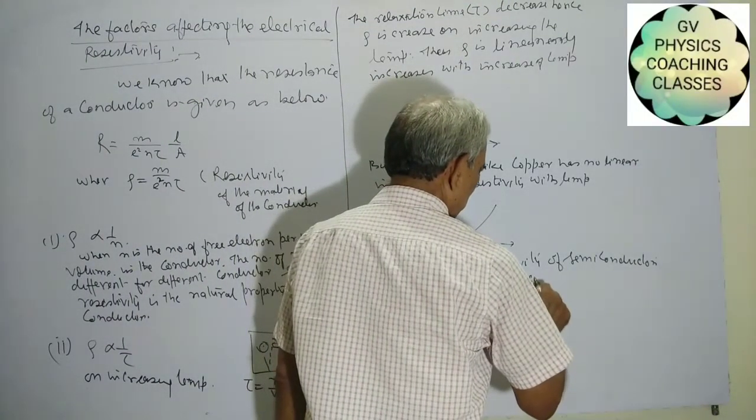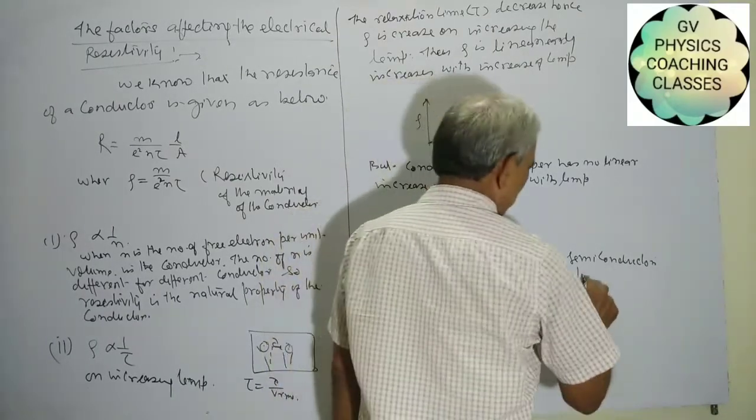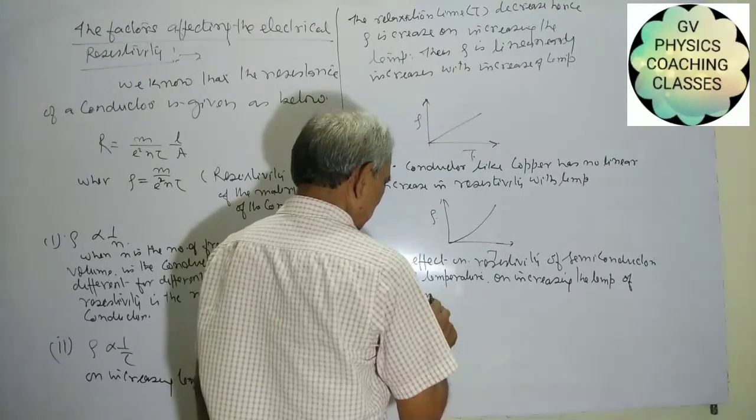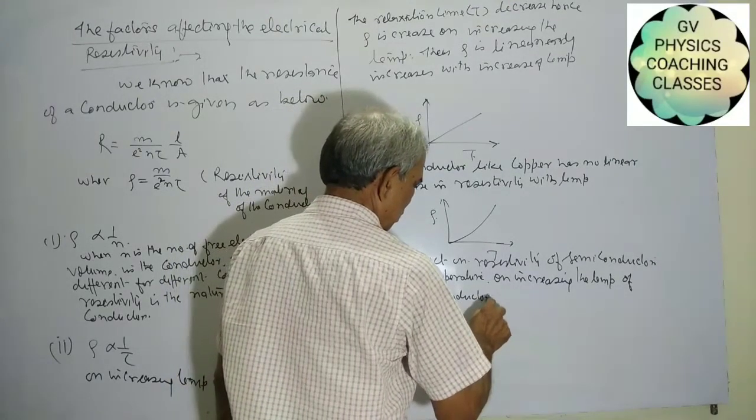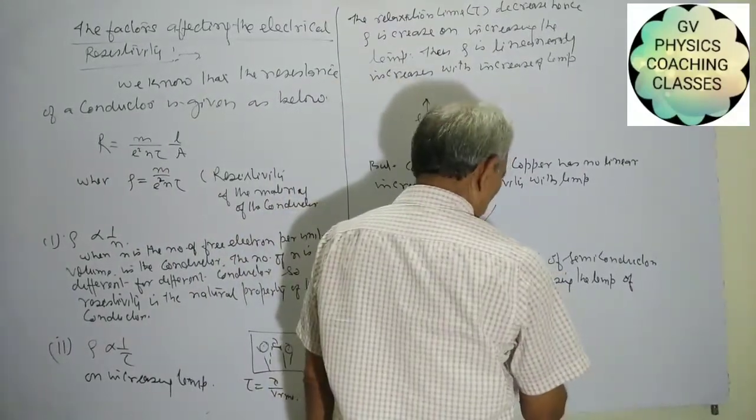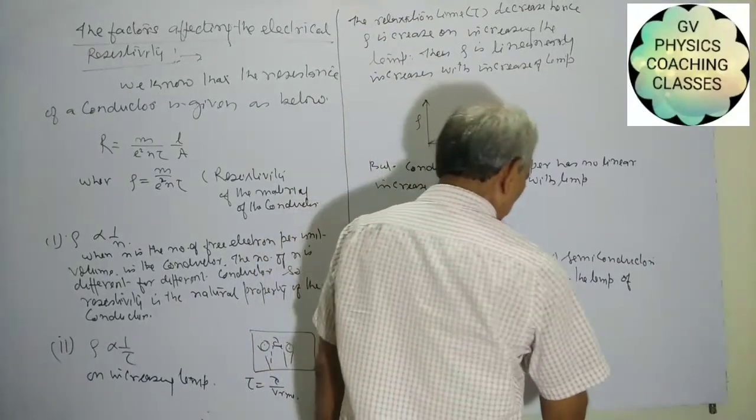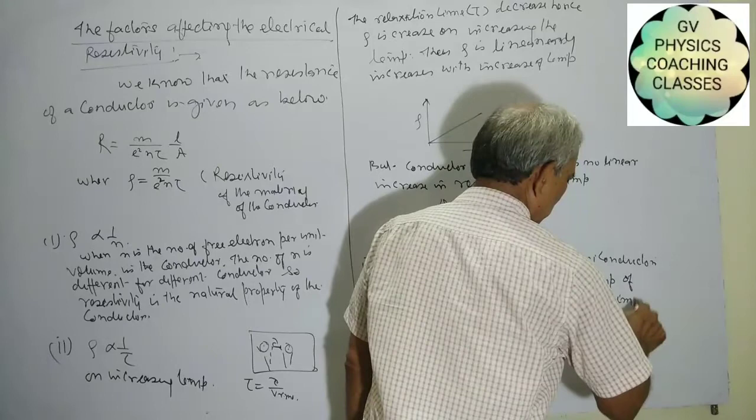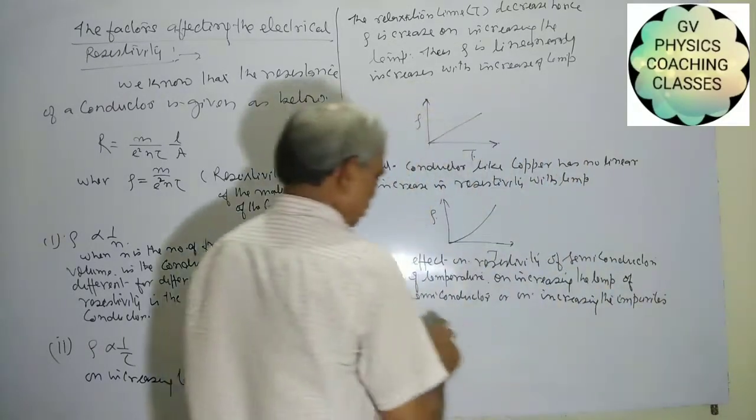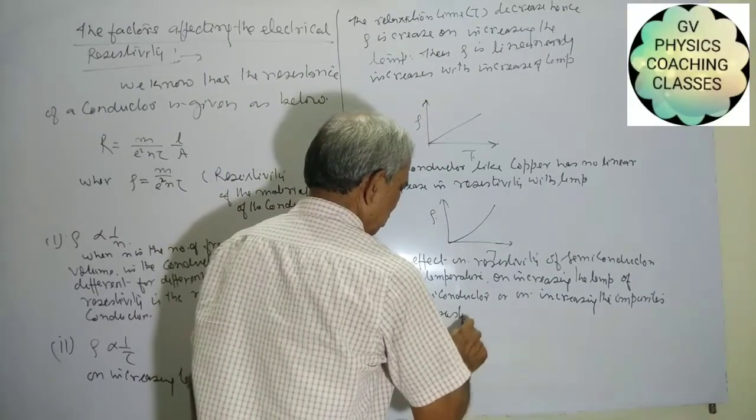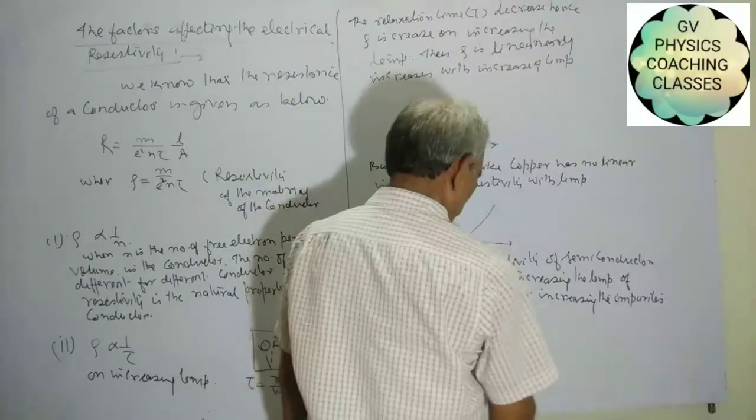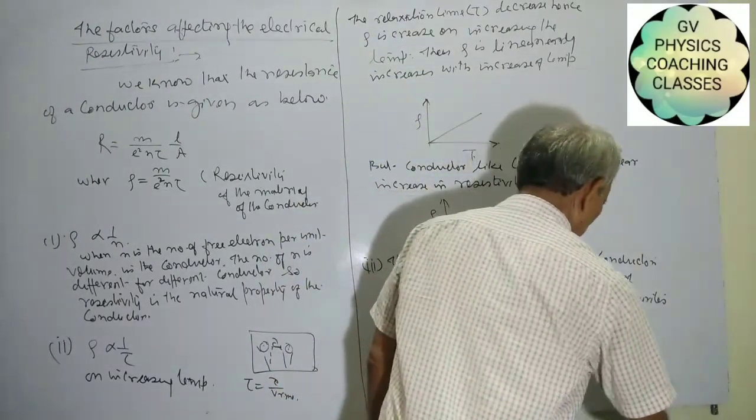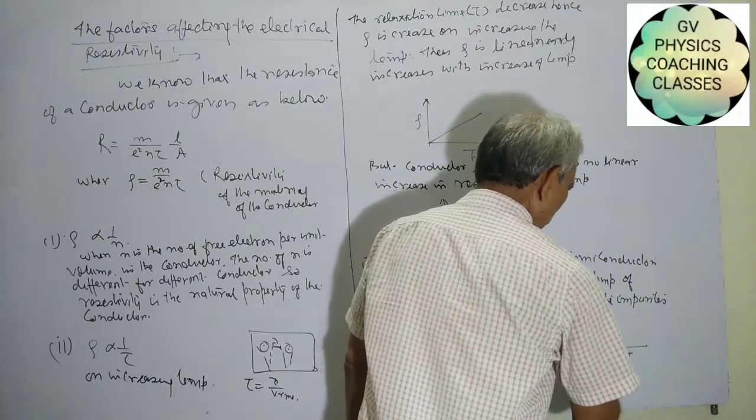On increasing the temperature of semiconductors, or on increasing the impurities, the resistivity decreases. The graph between temperature and rho is like this.